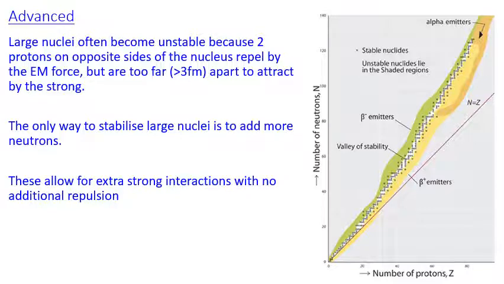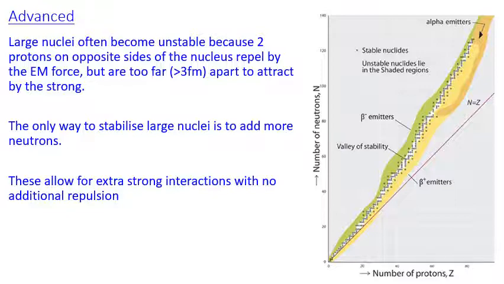Now, the final thing for today. This plot is often called an NZ plot. So we always quote the y-axis first, and I've got neutrons on the y-axis, so an NZ plot. The straight red line is number of protons equals number of neutrons. So for example, oxygen 16 has 8 protons, 8 neutrons, and would fall on the red line.